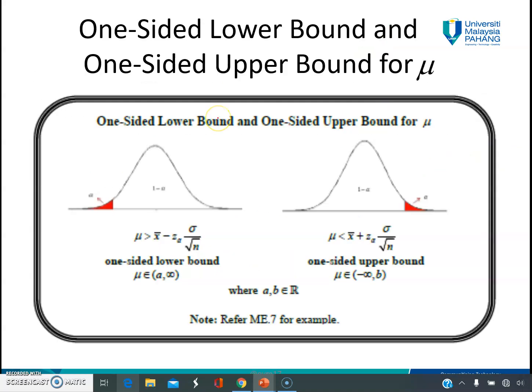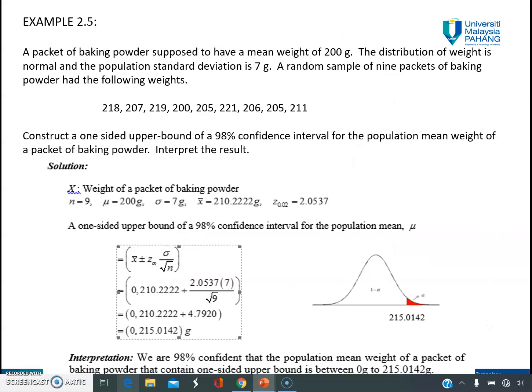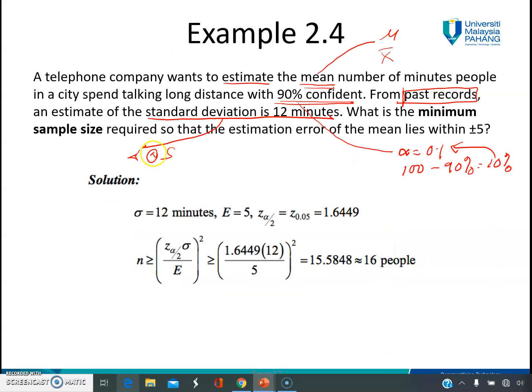So here, standard deviation, it can be sigma or it can be S, isn't it? But if you look at this sentence, do they mention where these 12 minutes come from? Is there any sample mentioned? No, isn't it? And then if you look here, past record. So which is past record? We didn't know how many samples. Alright. So that's why here it is sigma. Okay. It's not S.